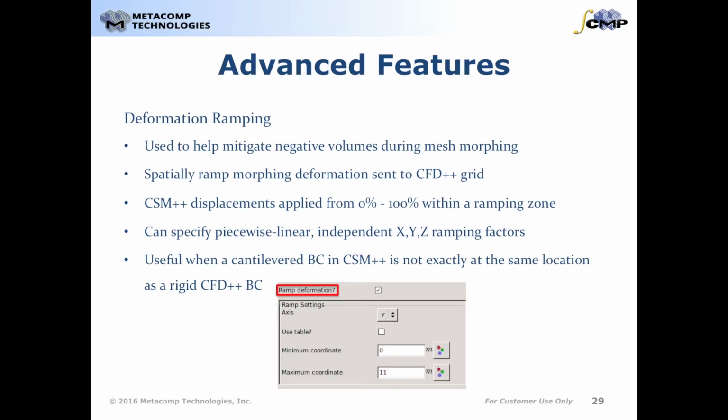Beyond the basics described so far, MetaFSI is also capable of some advanced features, a few of which are mentioned here. The first is deformation ramping. Sometimes during morphing, it is beneficial to morph the mesh gradually over a specified ramping zone to avoid negative volumes. MetaFSI provides options to specify piecewise linear, independent ramping factors along the X, Y, and Z axes. For example, this capability can be useful when a cantilevered boundary condition in CSM++ is not exactly at the same location as a rigid CFD++ boundary condition.